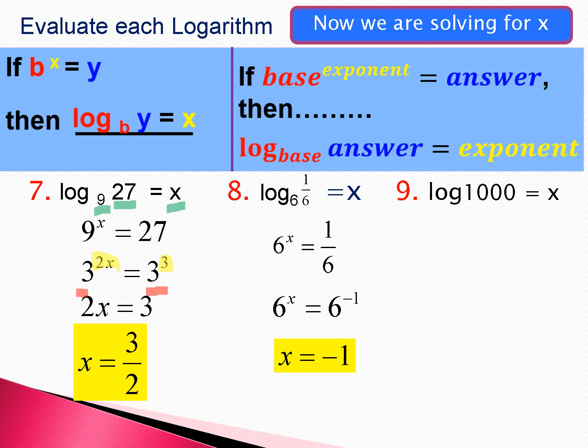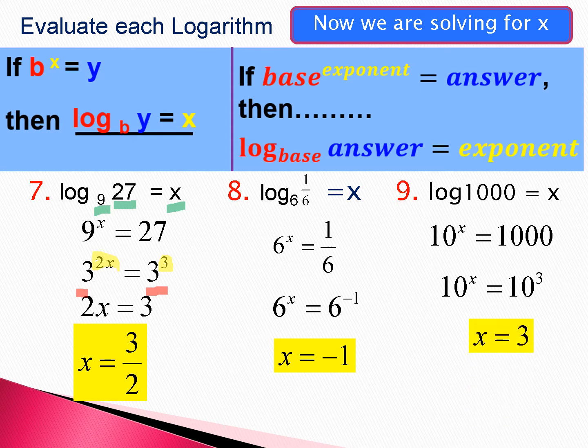Let's look at number 9. Log of, there is no base. But wait, remember if there is no base, it's 10. So log base 10 of 1,000 equals x. So 10 to the x power equals 1,000. Well, 1,000 is 10 to the third. So now we can say, if 10 to the x equals 10 to the third, then x must be 3.